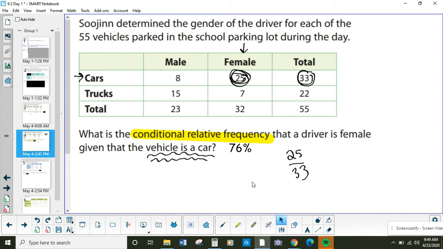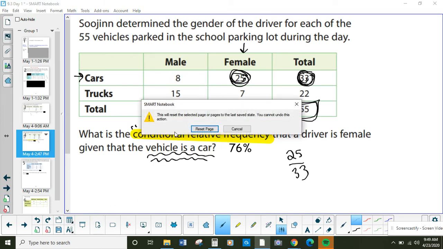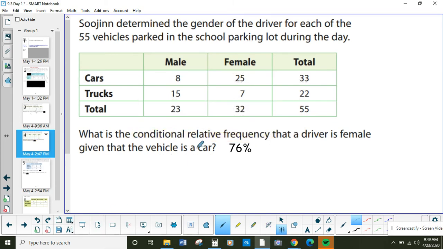Okay, back to that word conditional relative frequency. So we know relative frequency is how many times something happens out of a total. When they slap that fancy word conditional in there, they're saying, let's just look at specifically a specific group, either all the car owners or all the females, instead of just always using the total every time. That's what that word conditional means. Okay, but don't let that hang you up. You're just finding amount out of total and dividing. That's all these problems are.